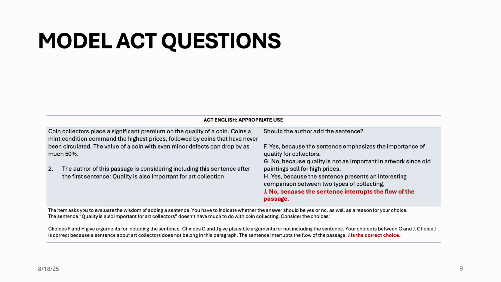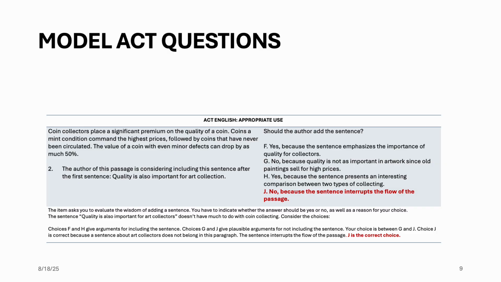Let's look at model ACT question number 2. Coin collectors place a significant premium on the quality of a coin. Coins in mint condition command the highest prices, followed by coins that have never been circulated. The value of a coin with even minor defects can drop by as much as 50%. The author of this passage is considering including this sentence after the first sentence: Quality is also important for art collectors. Should the author add this sentence?